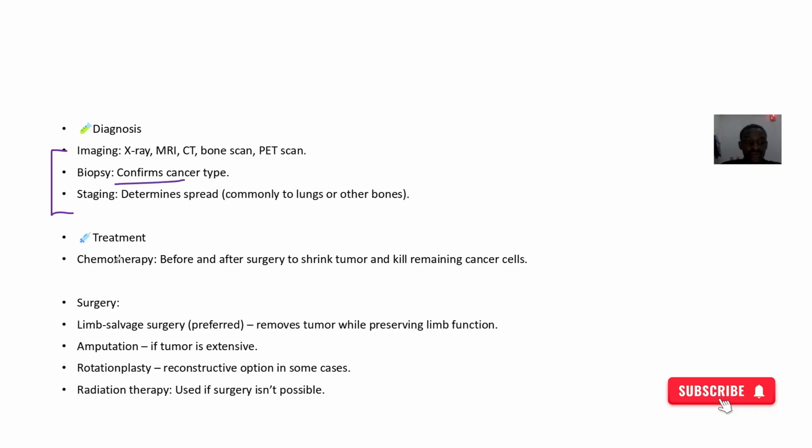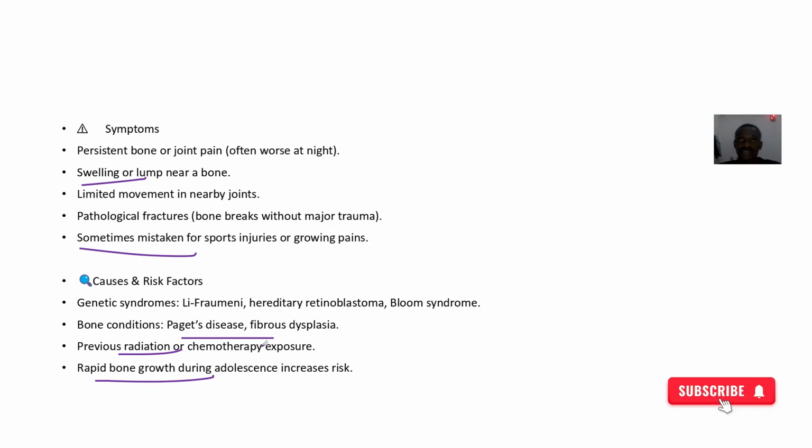You treat with chemotherapy, or you might want to cut the affected limb, amputation, if you feel the tumor has a tendency of growing to other places. Then rotationplasty, and also radiation therapies, following up with radiation just to kill the residual cells.